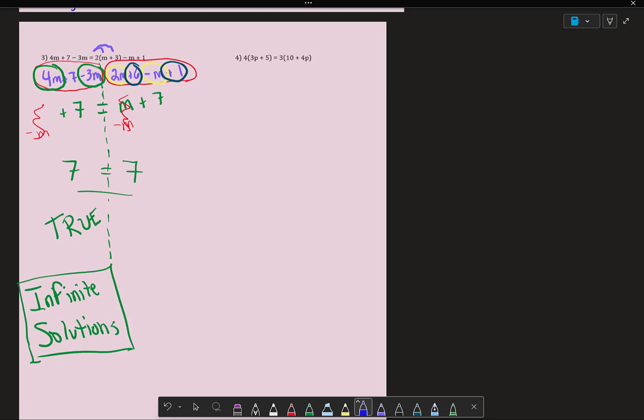All right, and then our final problem, we've got parentheses, so let's distribute the 4. We get 12p plus 20. On the other side, we're going to distribute the 3, and that's 30 plus 12p. There are no like terms on the left side or right side independently.